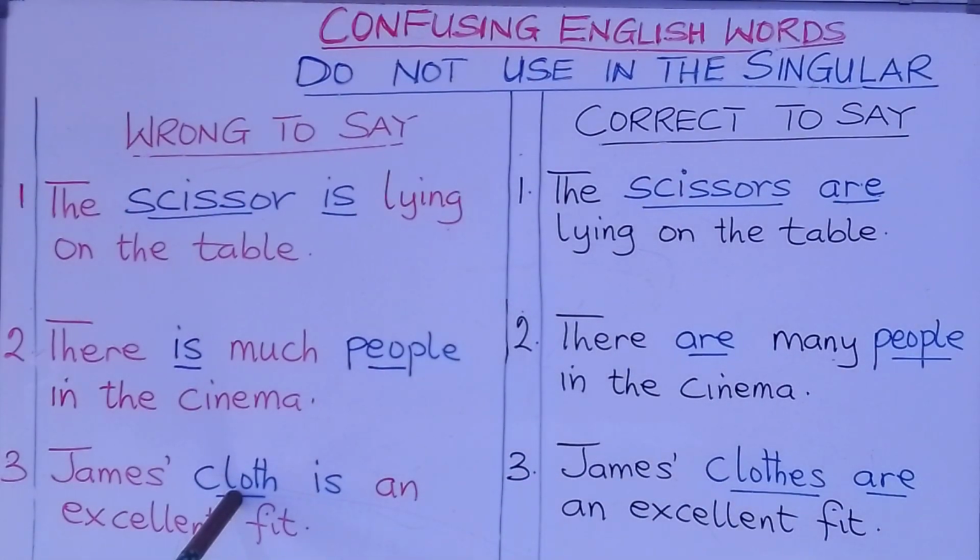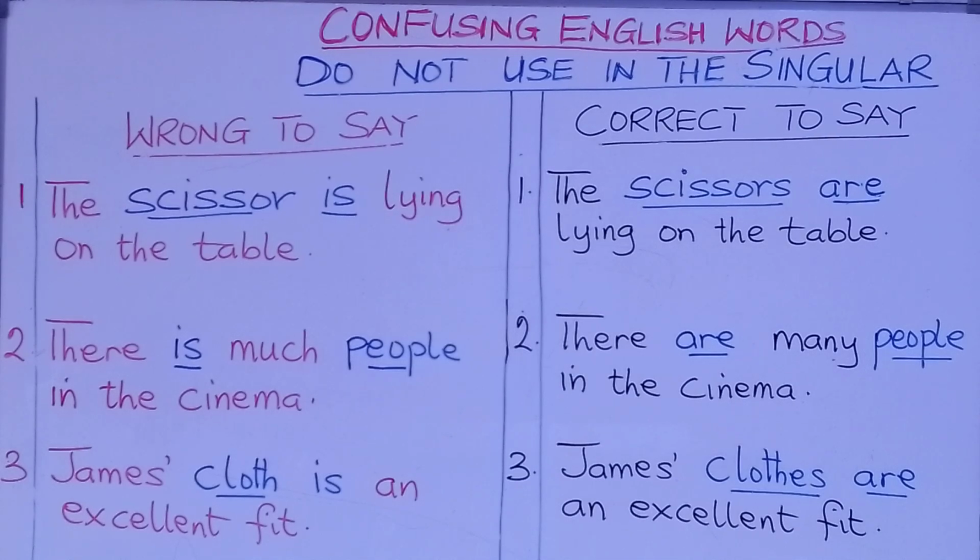Cloth, meaning the material of which clothes are made, you can use that as singular, and it can take a plural form. This is cloth, this is clothes. This is cloth, cloths. This is clothes. Okay? So that is that. You have to understand that.